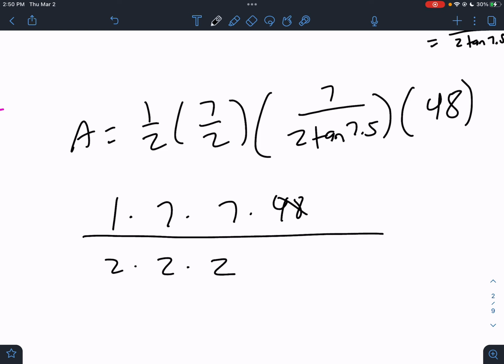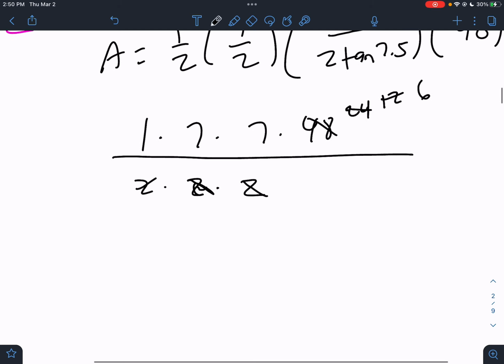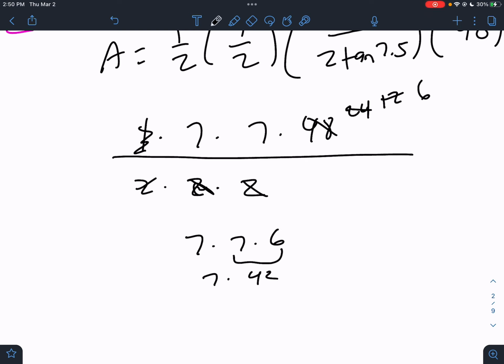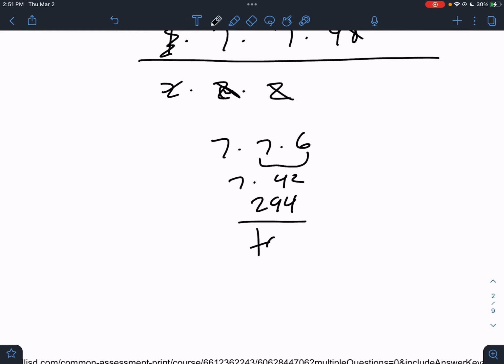Well, we can do 48 divided by 2. That would be 24. We can do 24 divided by 2. That would be 12. We can do 12 divided by 2. That would be 6. The 1 we don't really care about. So really we just have 7 times 7 times 6. So that would be what? Might be easier to do 42 times 7. That would be 280 plus 14. That would be 294. Don't forget, it's over tangent 7.5.